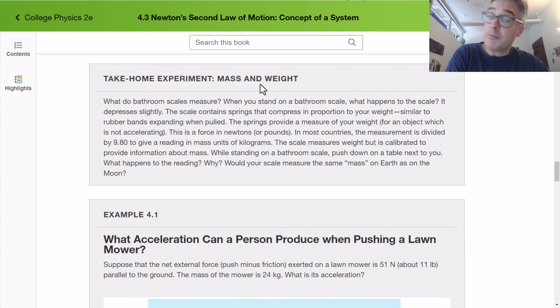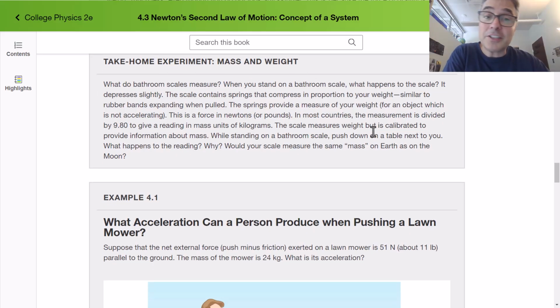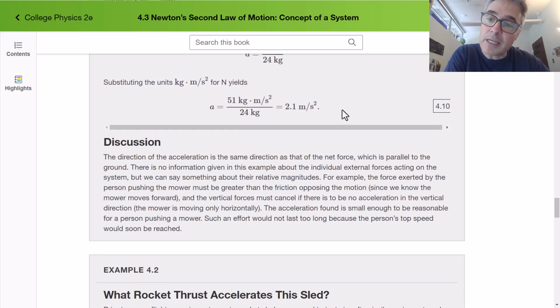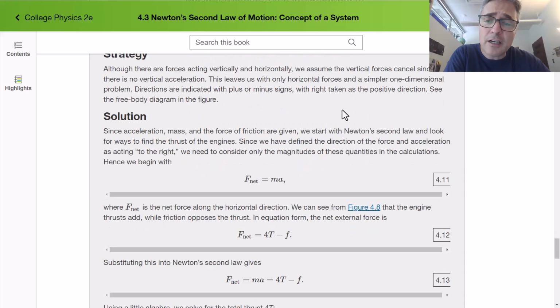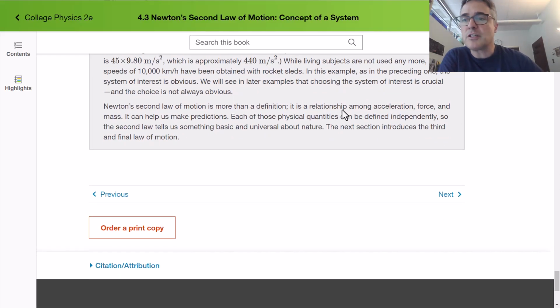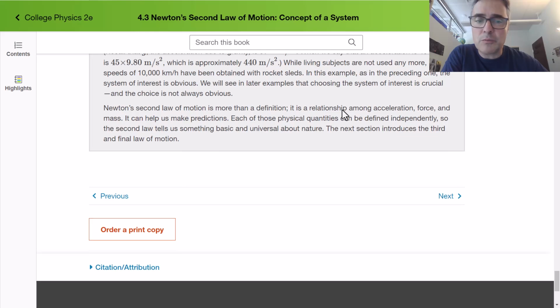Take-home experiment. What do bathroom scales measure? Let's just think about it, but I think it measures the normal force that's supporting you, which is kind of interesting. So there's some nice examples. Go through that. Rocket sled. Newton's second law is an important one, so this 4.3 is a good one to spend some time on.